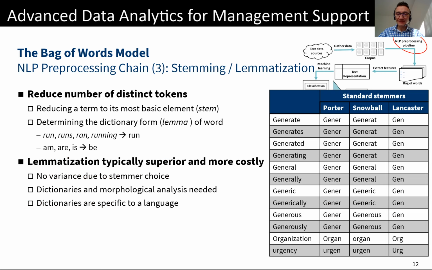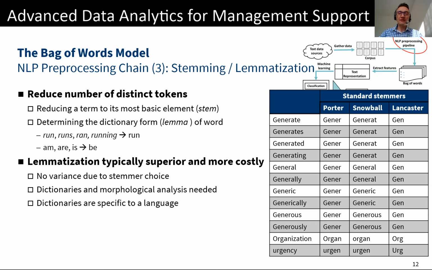Another step in the pipeline is stemming or lemmatization. These two steps are alternative to one another, and they have different advantages and disadvantages. The point in both of them is to reduce the number of distinct tokens or words once more. So ultimately, we want to reduce the dimensionality of our document term matrix. And since every distinct word contributes one column in that matrix, reducing the number of distinct words is a good idea to reduce dimensionality. And this is what both stemming and lemmatization are about.